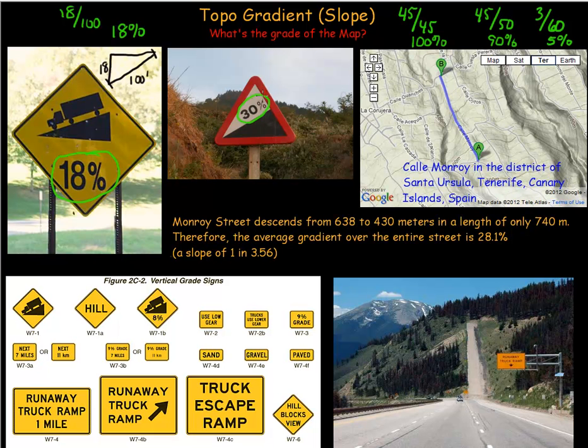Here's the 30%. Don't go by this picture because this looks very similar. I will tell you that a 30% grade is very scary. In fact, actually the steepest road I could find with Google is actually called Monroe Street, sorry, Monroe.